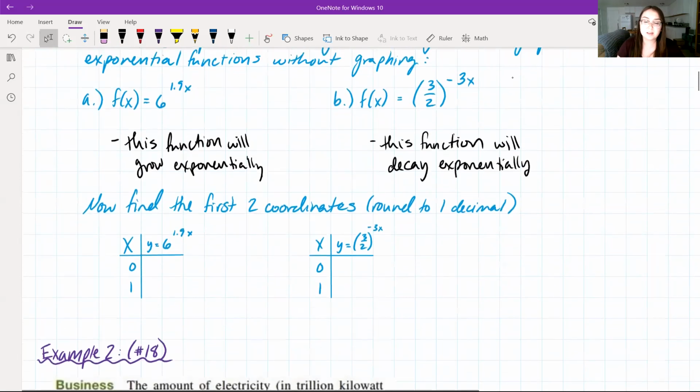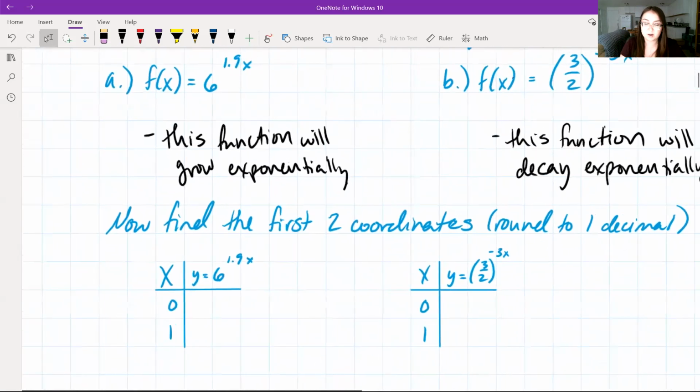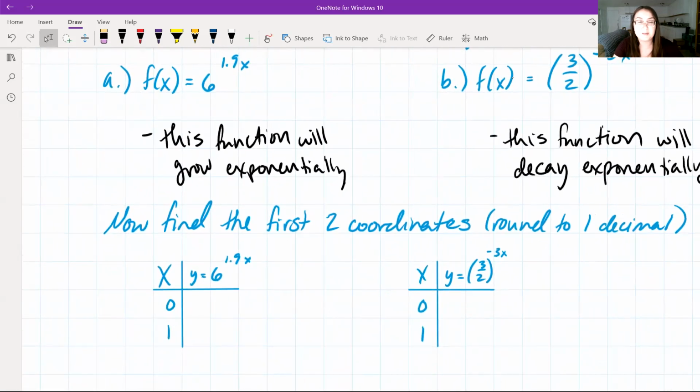So now that we decided which functions are growing and which functions are decaying, we want to find the first two coordinates, and we want to round to 1 decimal point, or our 10th decimal place. So with our first function here, we have that x is going to be 0 and 1. And then we have our equation f of x is equal to 6 to the power of 1.9 times x.